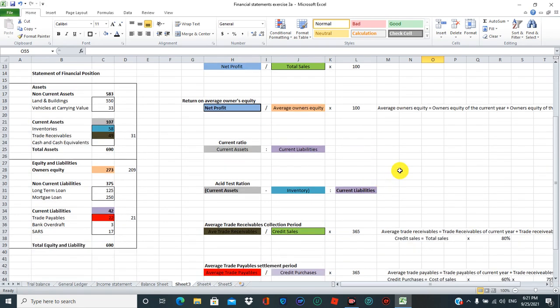Then your current ratio is your current assets divided by, or compared to, your current liabilities.